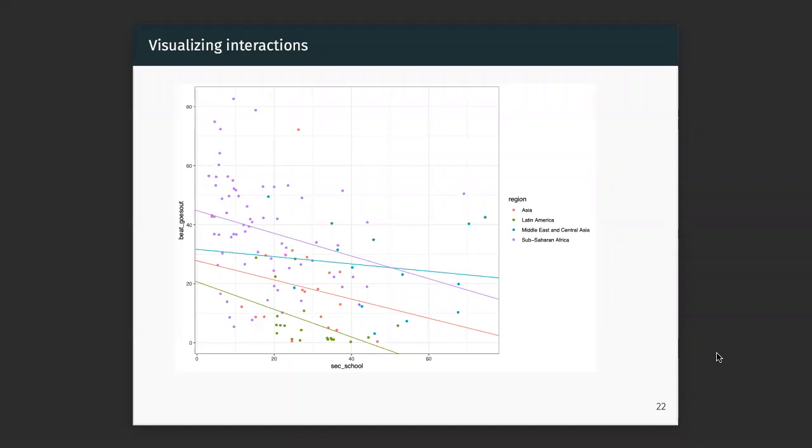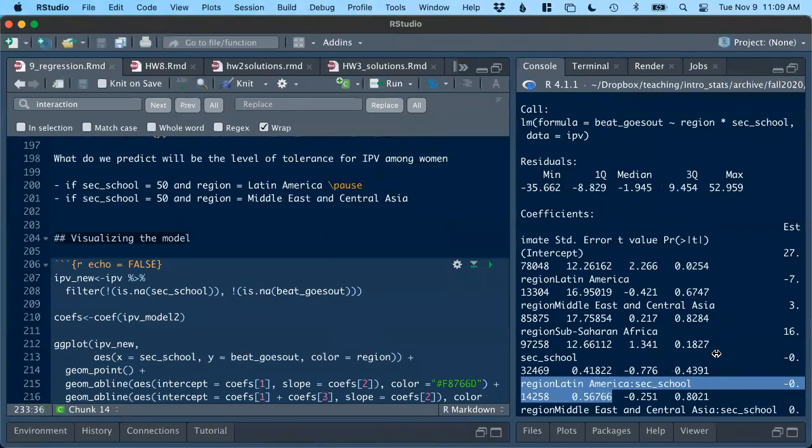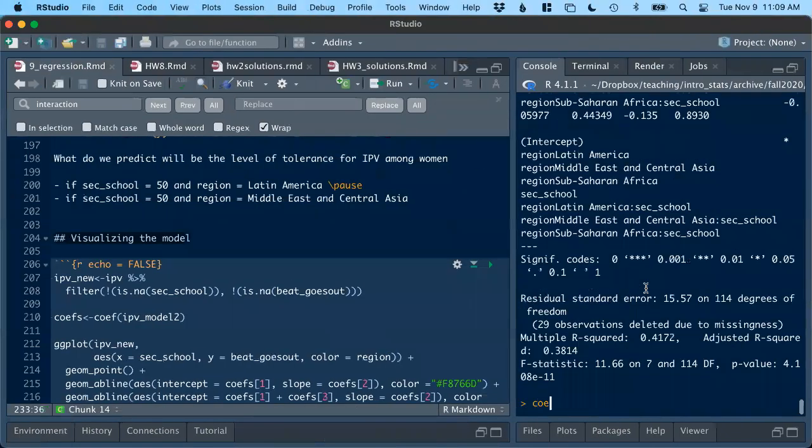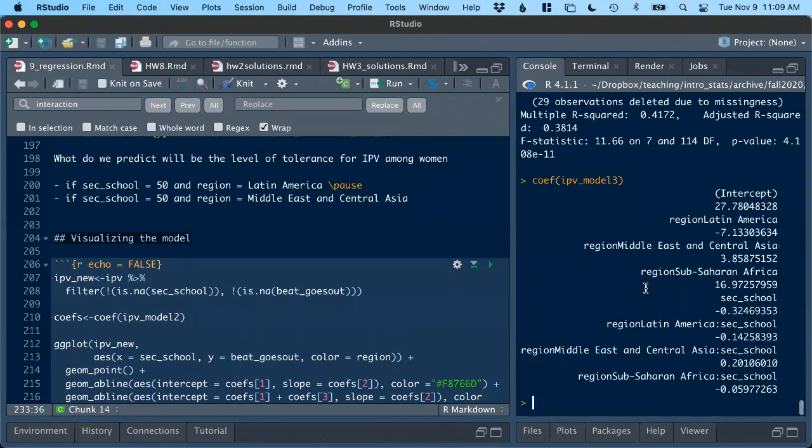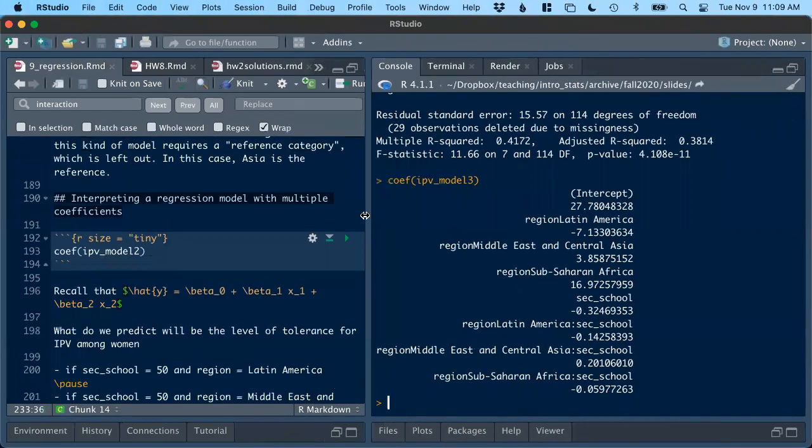So feel free at any point to stop me and ask questions. This is new material. This is hard stuff. I want to clarify that interactions are super difficult to understand when you're just looking at the coefficients, that's really, really difficult to understand.